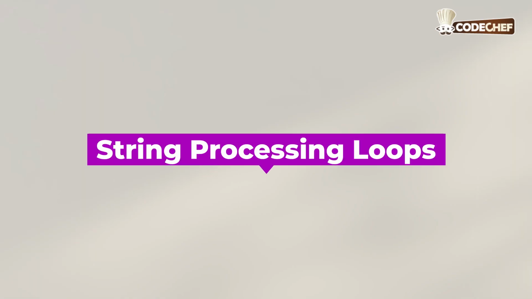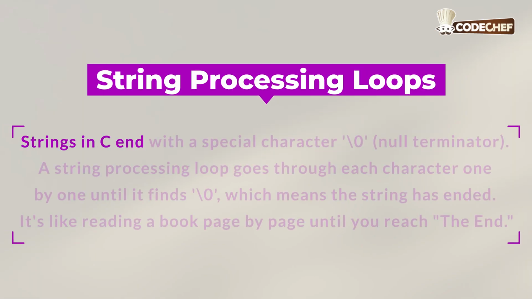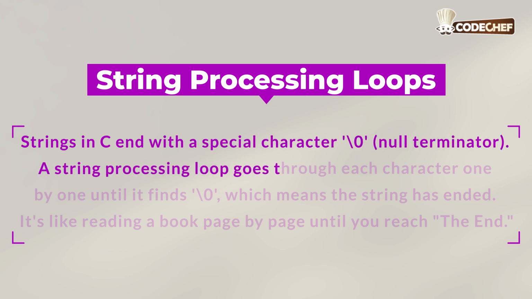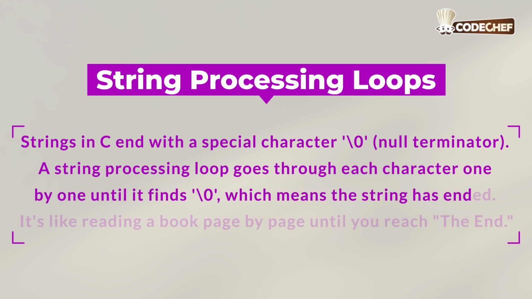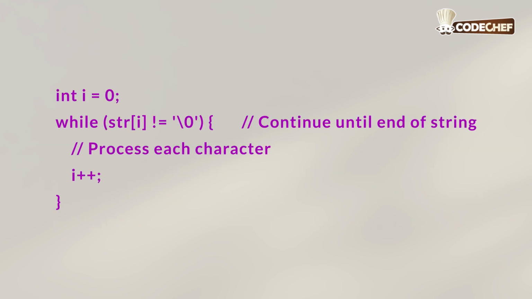Now let's talk about string processing loops. Strings in C end with a special character, the null terminator. A string processing loop goes through each character one by one until it finds the null terminator, which means the string has ended. It's like reading a book page by page until you reach the end. The syntax for the same is: int i = 0; while (string[i] != '\0') { i++; } and the closing bracket. So what this means is: start at position 0, while the current character is not the null terminator, process that character and move to the next position.